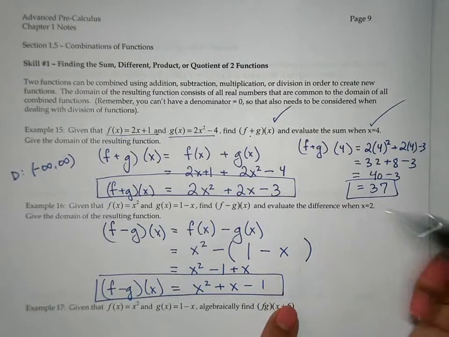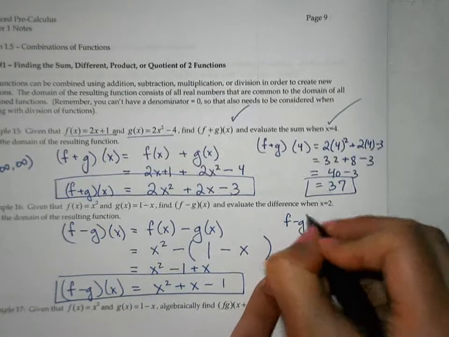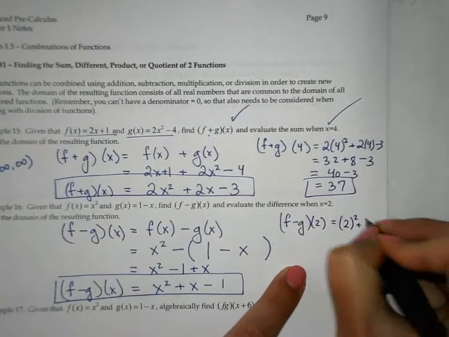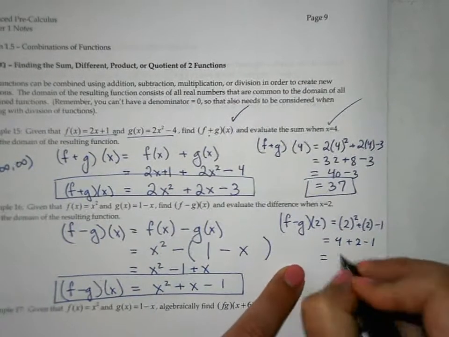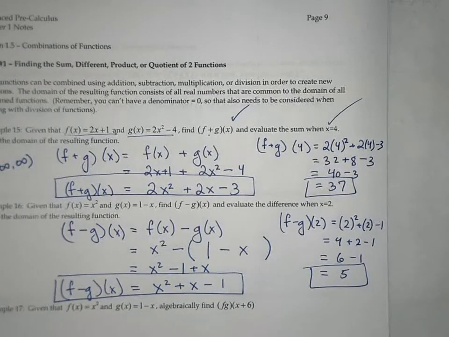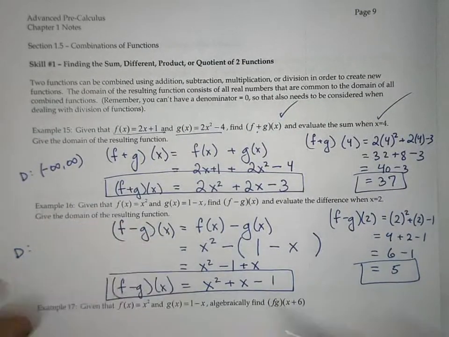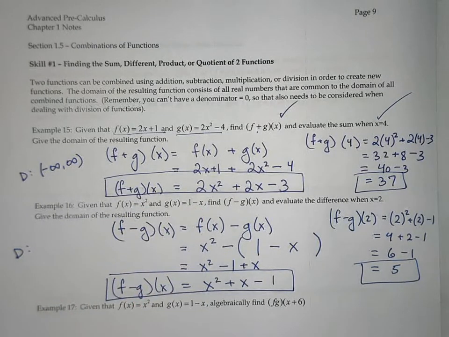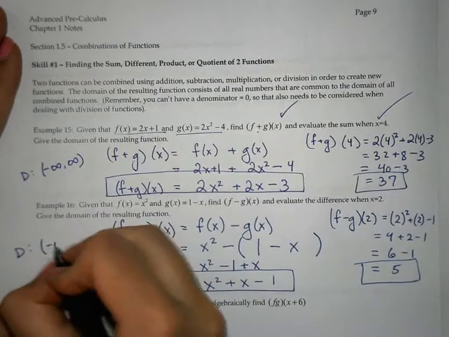So there's the difference. Then we're supposed to evaluate when x is 2. And then lastly, again, for our domain, no restrictions on the x squared, quadratic, g of x is a linear. There's nothing in the denominator we need to worry about, so we'll say the domain is, again, all reals.